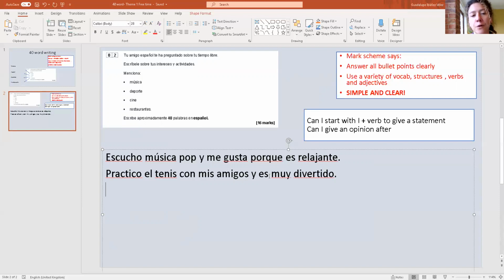For example, we've got cine in there, which means cinema. So if you pretend that you don't know what that word means, you could say, I like the cinema because it's fun. And that would really answer that bullet point, instead of just not writing anything. Okay, so if you're very stuck, just use that word and give an opinion about it.